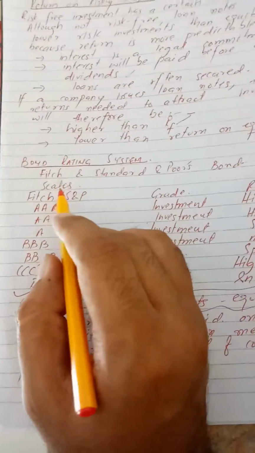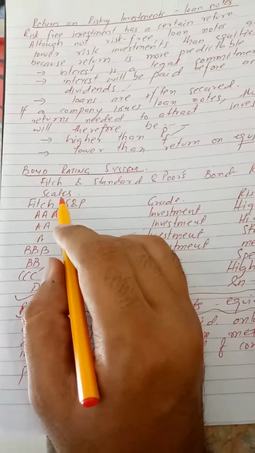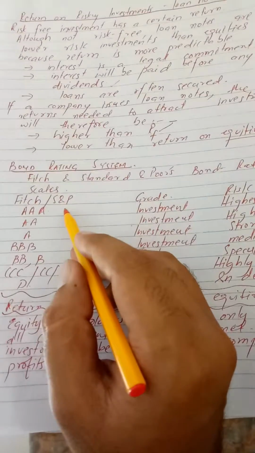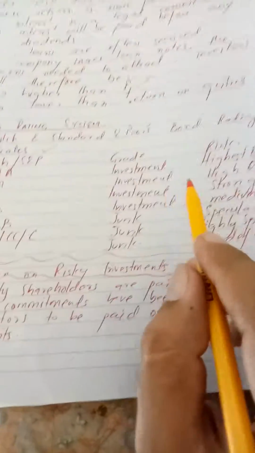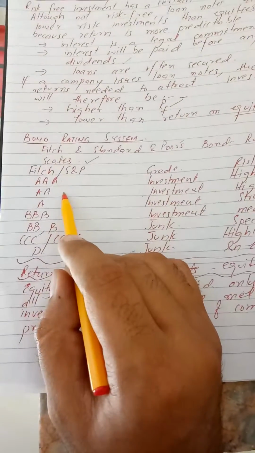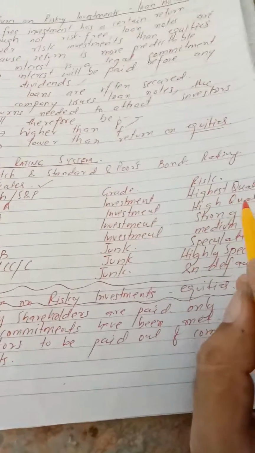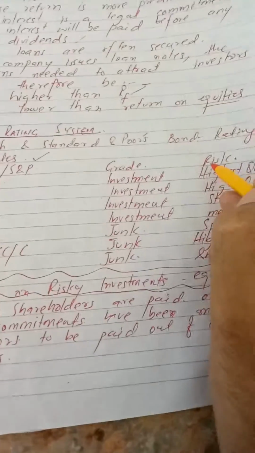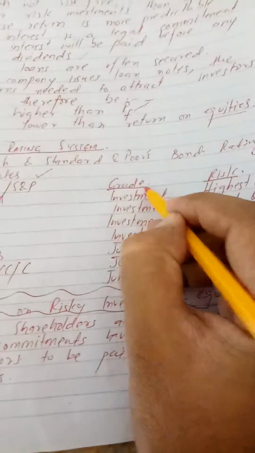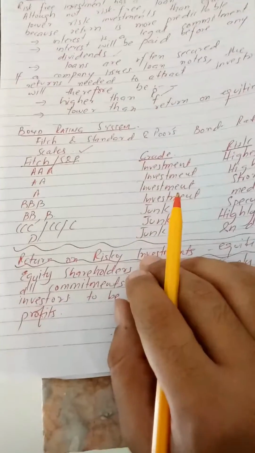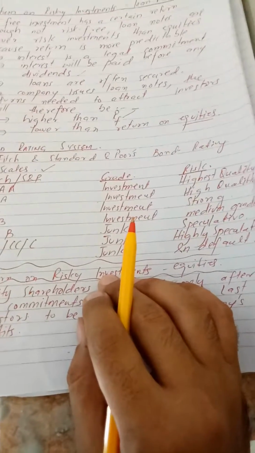And we can also have the bond rating system. Okay, Fitch and Standard & Poor's bond rating scales, this is in front of you. Fitch, S&P grade, and also the risk. When you're talking about the grading, AAA means an investment grade, and the quality is highest. The risk is of the highest quality, and obviously the return would also be the highest. So AAA is investment of the highest quality.